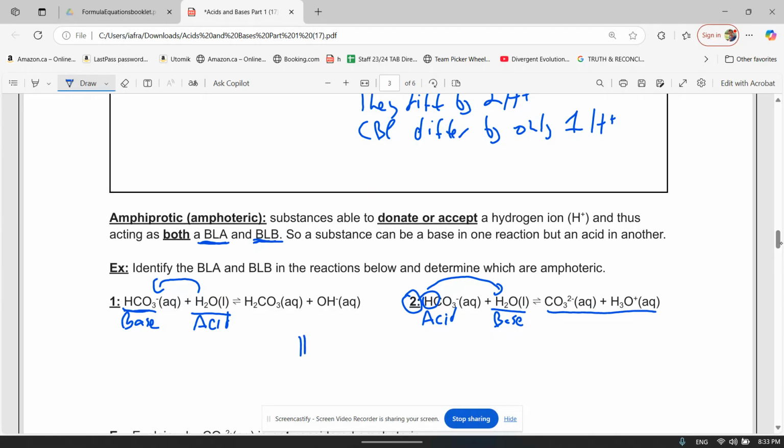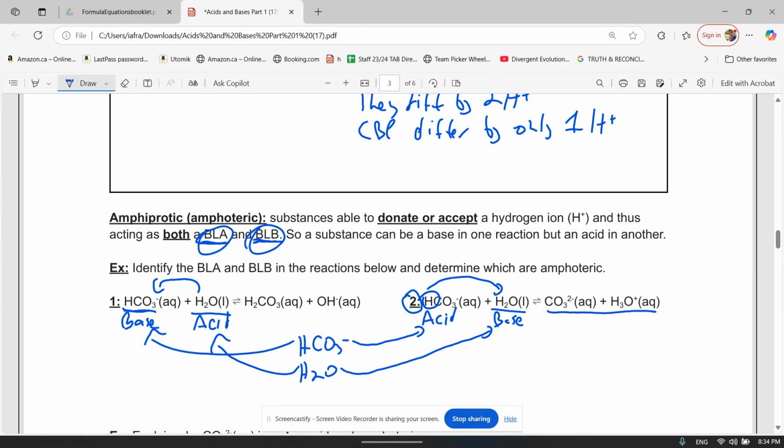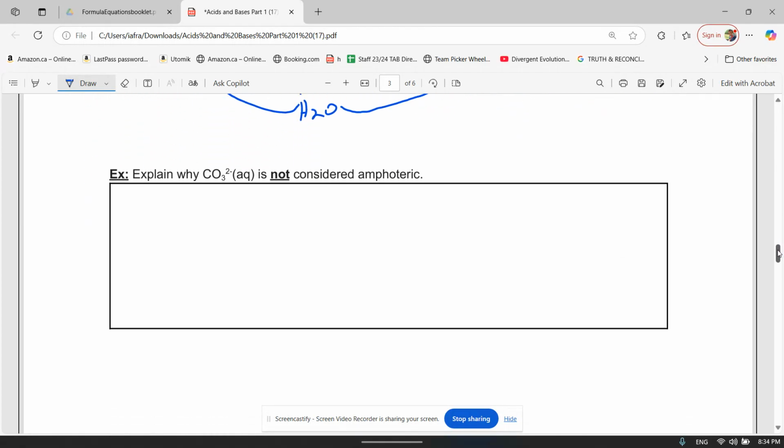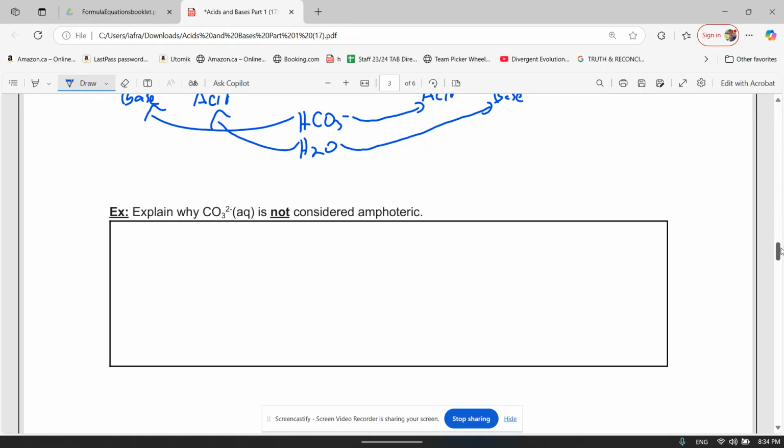So it looks like HCO3 minus can act as a base and can also act as an acid, depending on the circumstances. But it looks like water can also do the same thing. So any substance that is capable of acting as an acid or base, according to our Bronsted-Lowry acid and base theory, is called amphiprotic or amphoteric. They can do both, and it really depends on the circumstance, and you'll be given some guidance as to how to figure that out.